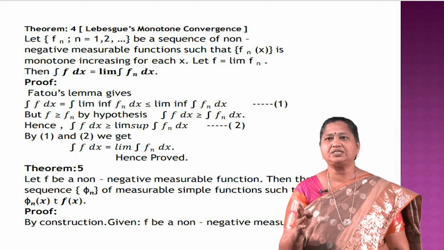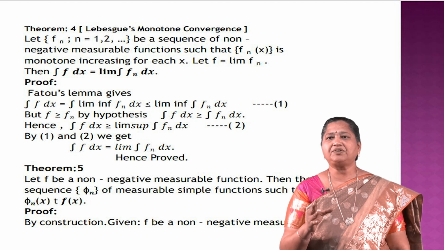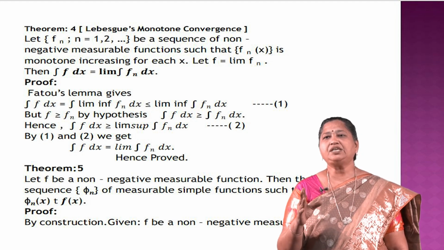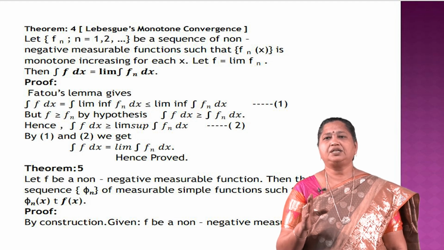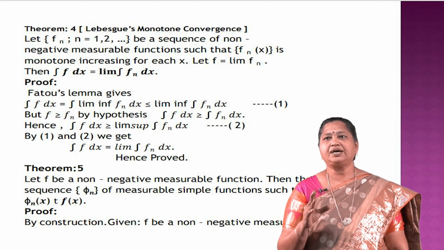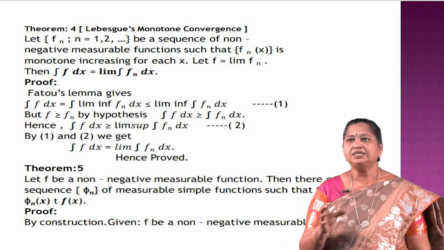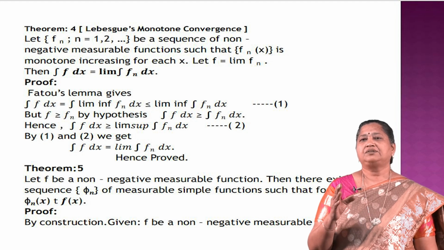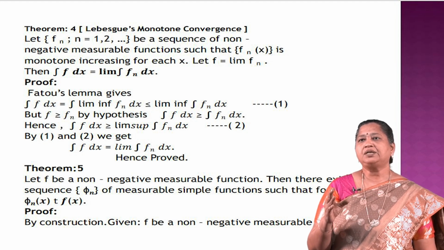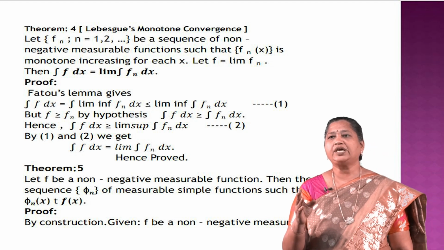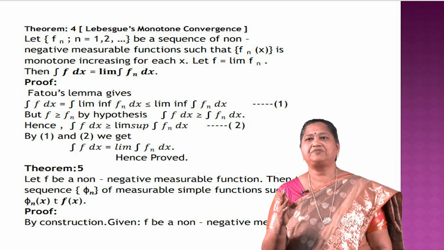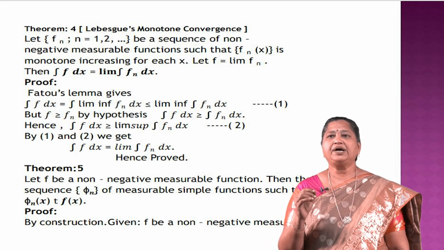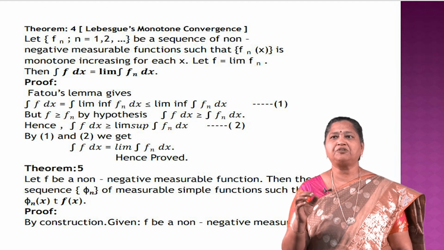Combining these two equations, we get the result: the integral of lim inf fn dx equals the limit inferior of the integral of fn dx. The next one, Theorem 5: let f be a non-negative measurable function, then there exists a sequence phi n of measurable simple functions such that for each x, phi n of x is monotonically increasing to f of x. The proof is by construction.